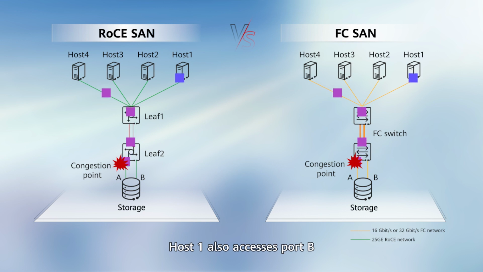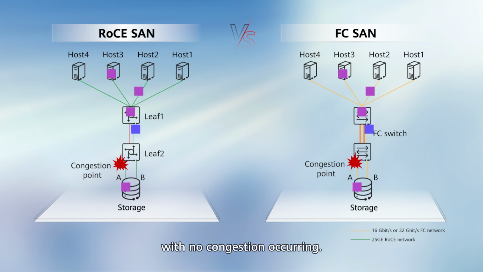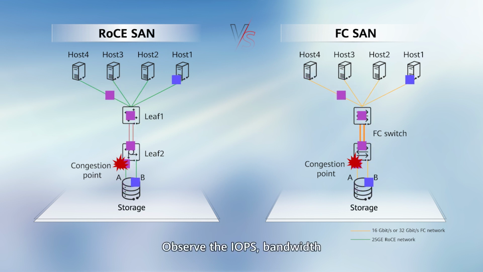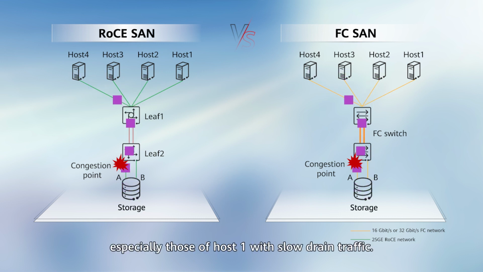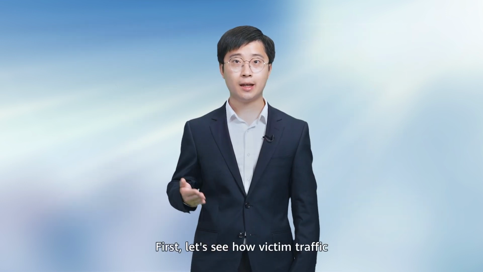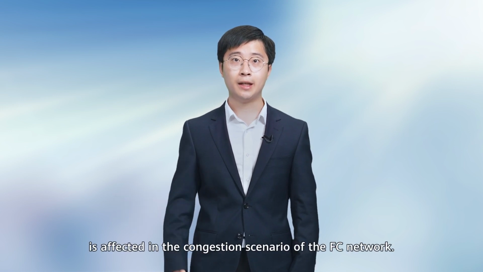Host 1 also accesses port B of the storage device to simulate sequential writes with 256 KB OLAP data blocks, with no congestion occurring. Observe the IOPS, bandwidth, and latency as performance indicators, especially those of host 1 with slow drain traffic. First, let's see how victim traffic is affected in the congestion scenario of the FC network.